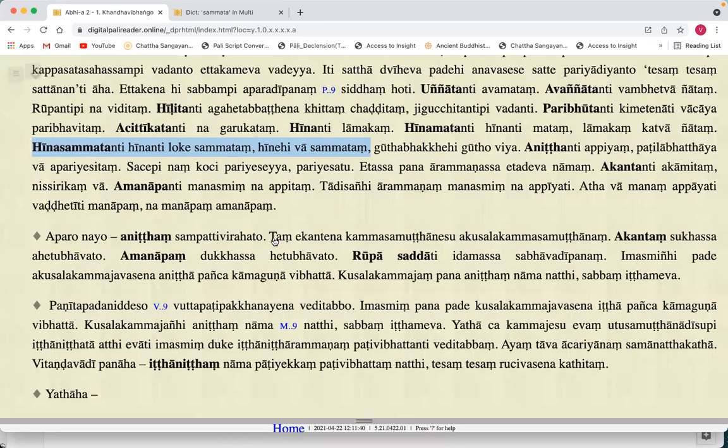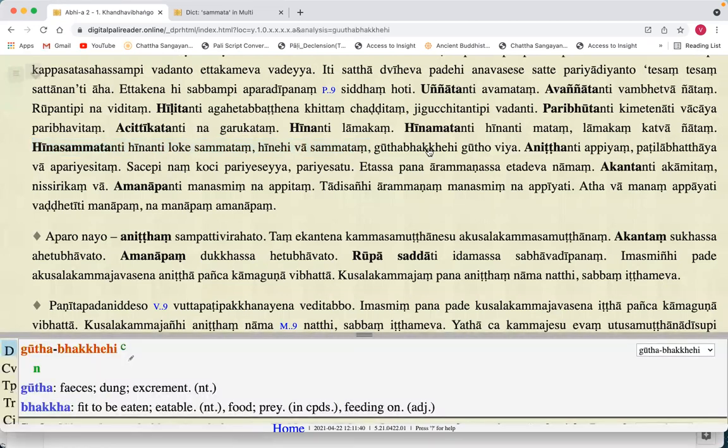The first one, selected by people as lower. And the second way, selected by the lower one. Guta bekehi, guta wiya. Guta beka, phases down. Beka fit to be eaten. Guta bekehi, guta wiya. So guta bekehi, guta wiya.